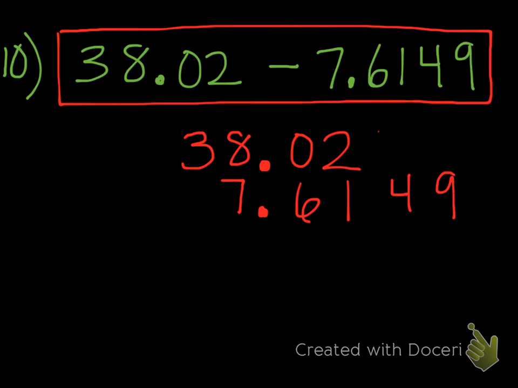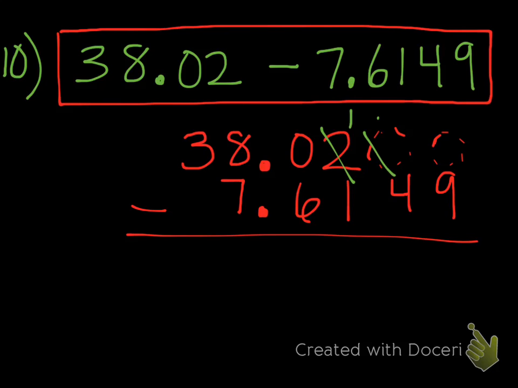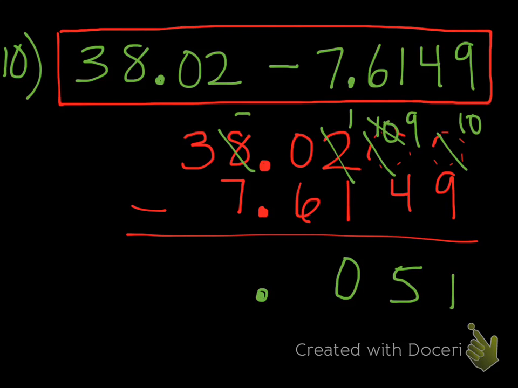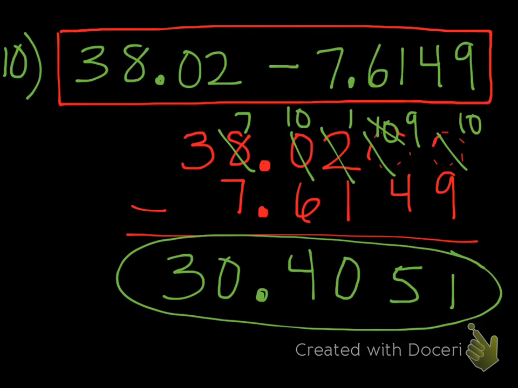Now I also can add these imaginary zeros. It doesn't change the number, but it's going to help me when I need to subtract and borrow. Next thing you do is borrow. And then just subtract. Bring down your decimal, straight down with addition, subtraction. I have to borrow again. And there you go, there's your answer.